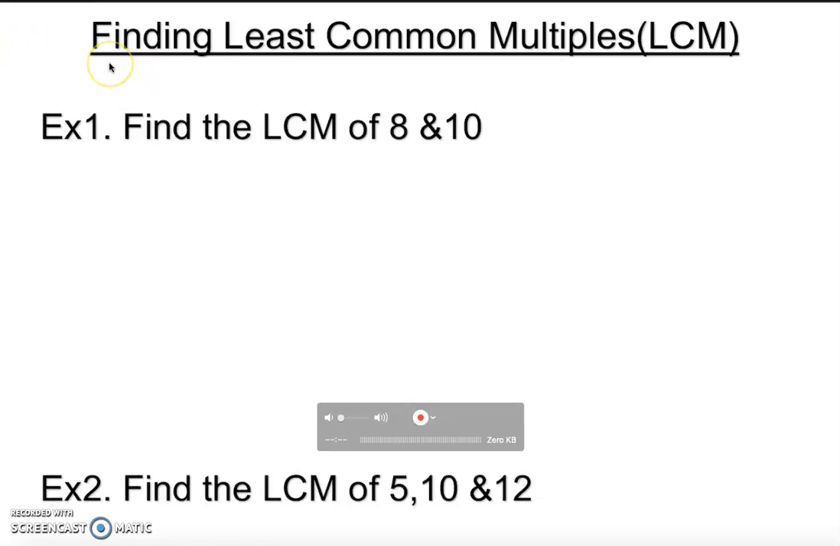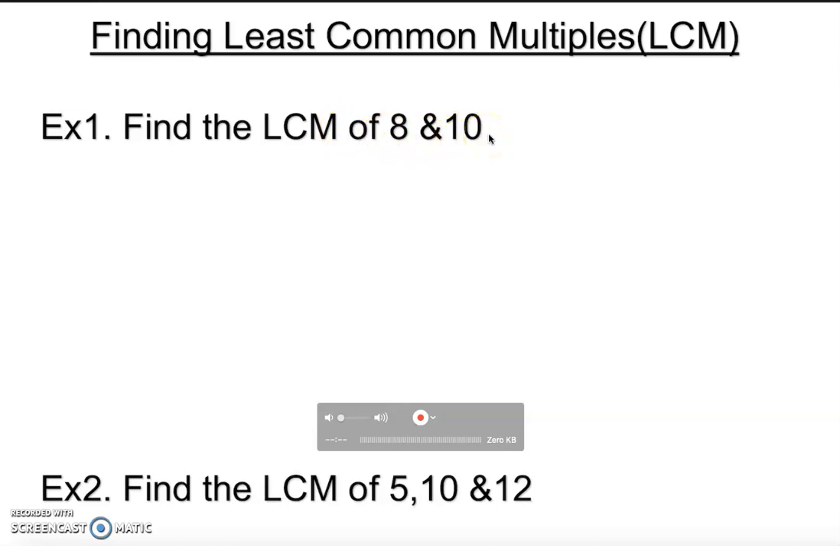Hello guys, last video we learned how to find the LCD, the least common denominator, because fractions were given, and we found the least common denominator. Now in this video we're going to find the least common multiple, which is LCM. If they say find the LCM of 8 and 10, remember last time we were given fractions; this time we are given numbers, so multiple numbers are given. So we're going to find the LCM, the least common multiple.